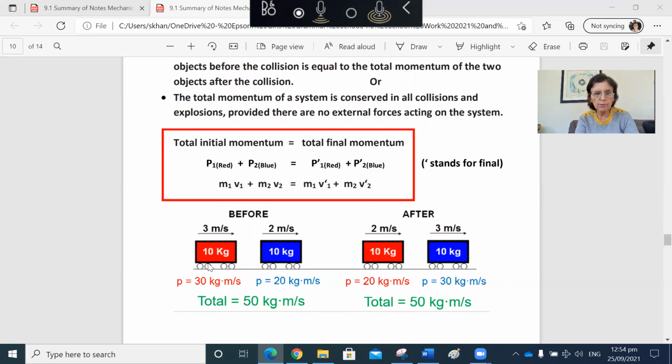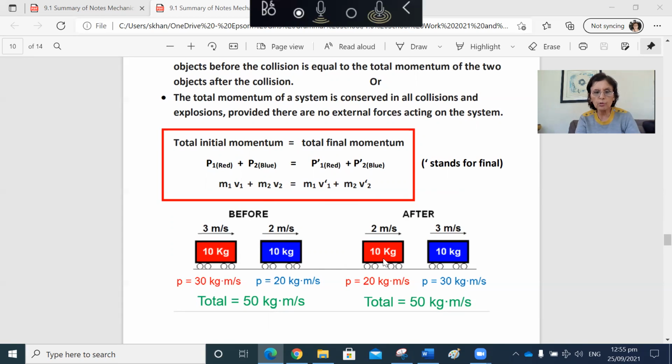So what we can say is, if we draw a vector, the total momentum of the system of these two trolleys is to the right, and total momentum after the collision is still 50, and it is towards the right. How do we write it? We write it like that. Total initial momentum is total final momentum. P1 of this one, P2 of that one, P dash is the momentum after the collision of the first object and the second object. So momentum is conserved in all collisions as long as there is no friction and there are no external forces involved.